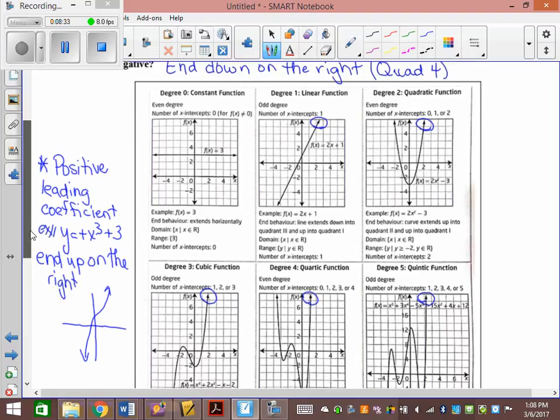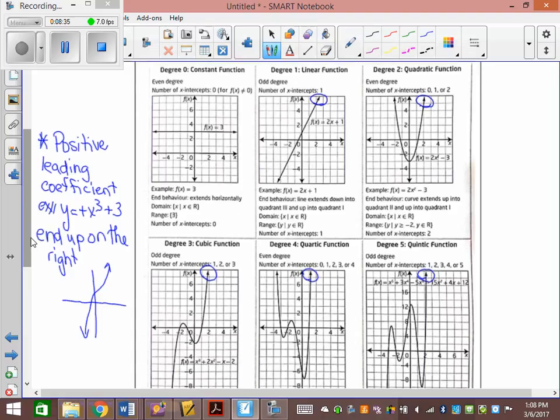If you also notice, all of the odd degrees, the arrows are in opposite directions. So this one is up on the right, but it's down on the left. Degree 3 is another odd one. It's up on the right, it's down on the left. Degree 5 is odd. It's up on the right, down on the left. Okay, so odd functions, arrows are in opposite directions.